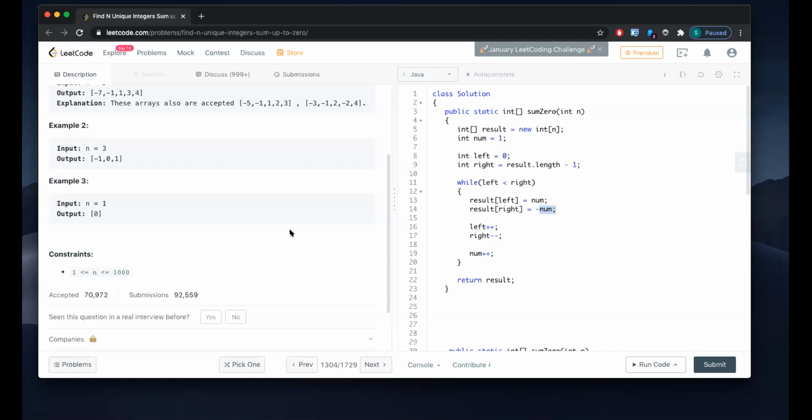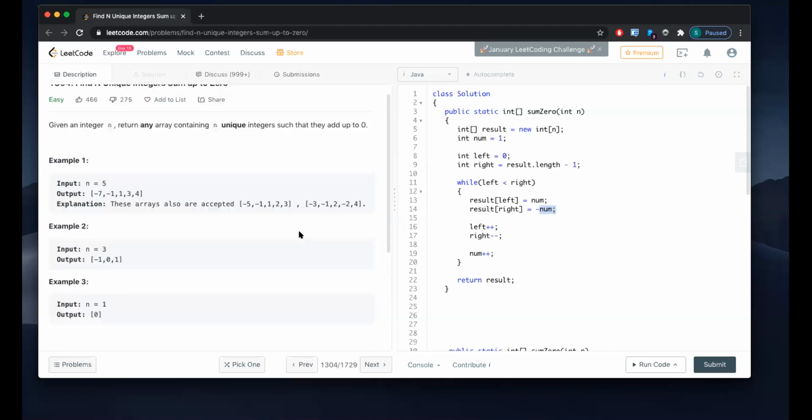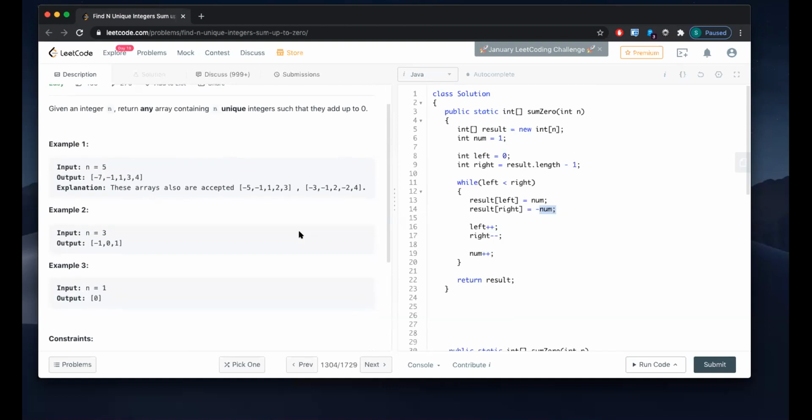So I was thinking, let's say you generate the random number. For example, in example 1, the random number is, let's say, -7. Now you have to know that the rest of the numbers, somehow, you have to sum them up to 7, so that the total sum will be 0, and then you can generate that random number.